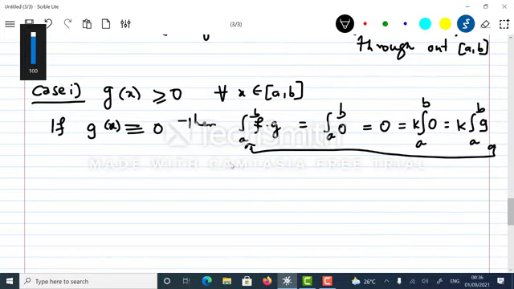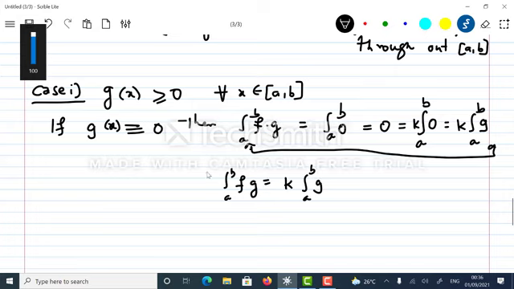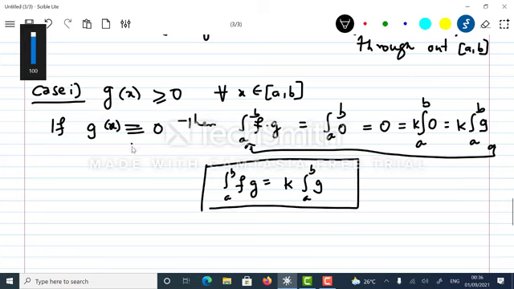So what I got is as follows. Integral a to b fg is equal to k times integral a to b g. So when g is equal to 0, the proof is very simple. It is very trivial. G is equal to 0, it is trivial. So one did not have to think much. So the result holds. Now what if g is strictly greater than 0?